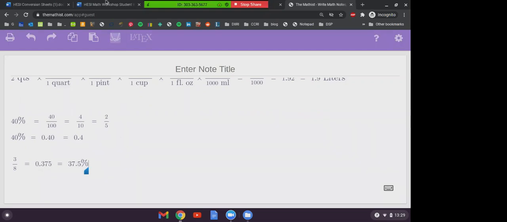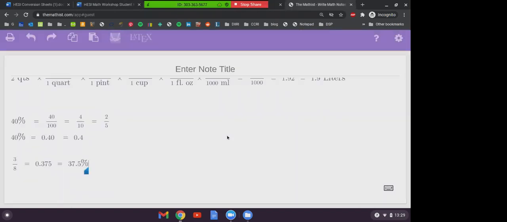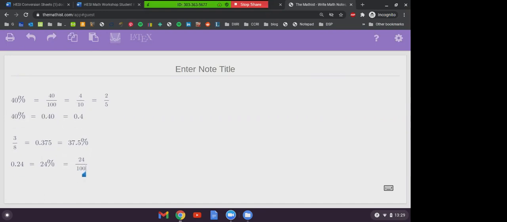Okay, and then our last one here, 0.24 as a fraction and a percent. Again, we just move the decimal to the right 2 places, or multiply by 100, which is 24%. And then to get that into a fraction, we put it over 100, because percent means per 100. We reduce it by 2, and then we reduce it by 2 again, and we get 6 over 25. So that should be our final answer for that one.